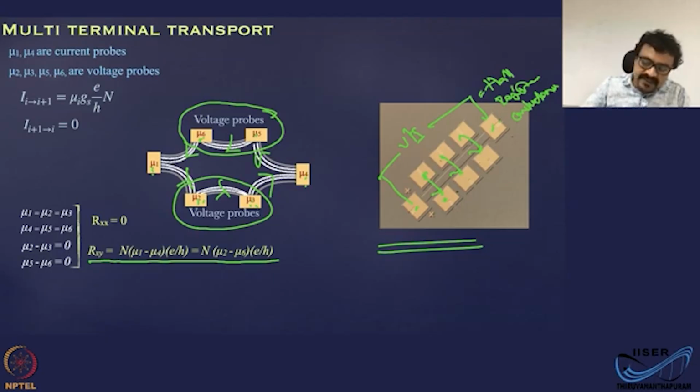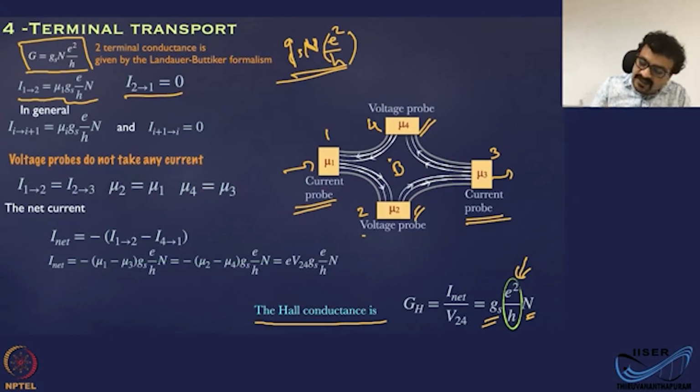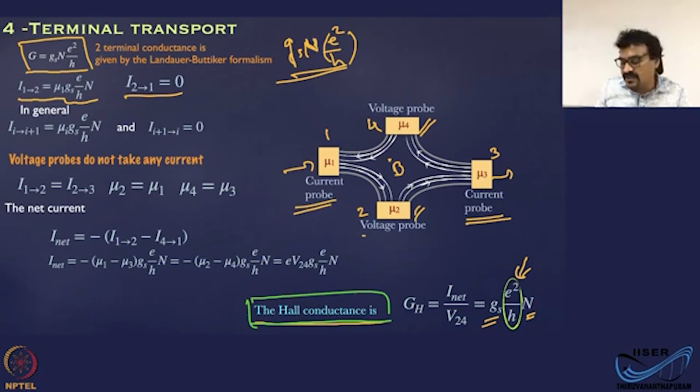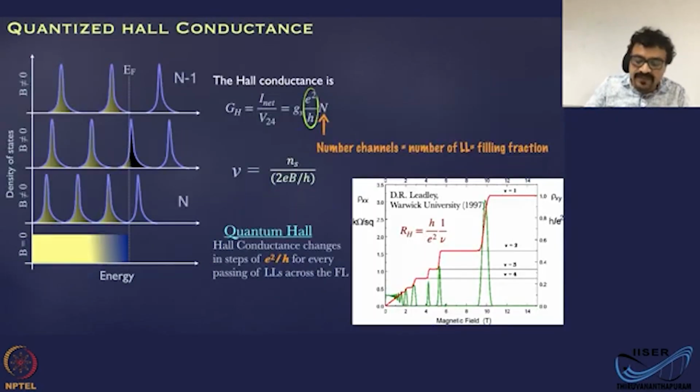Now, let us revisit the quantization that we mentioned here. What we are seeing here is the Hall conductance, and the inverse of that is the Hall resistance, that is quantized in N, the number of channels. The quantized value is e squared by h, that is the conductance, and h by e squared will be the resistance. Okay.